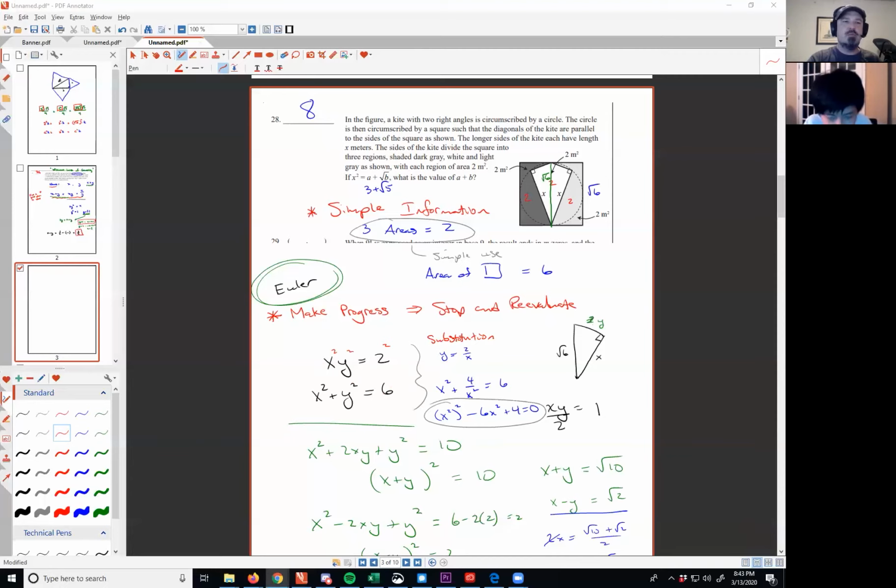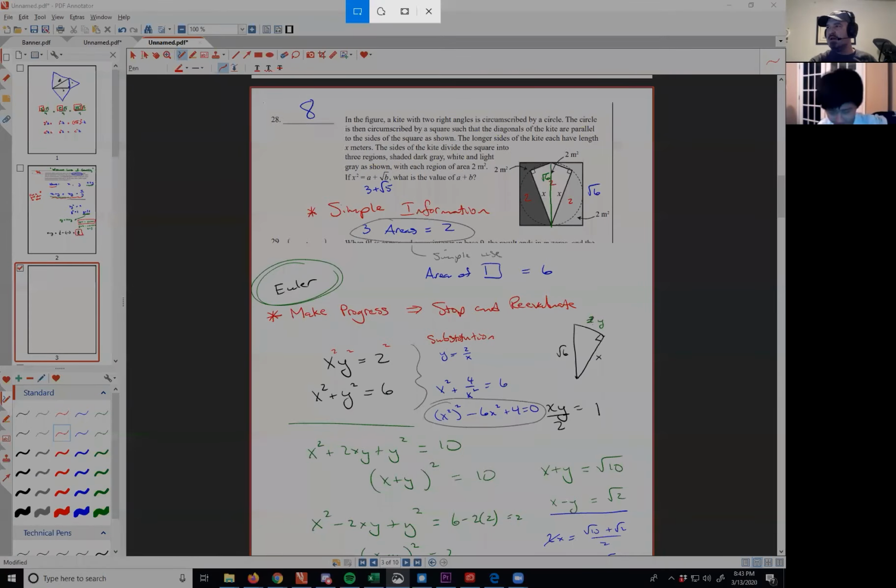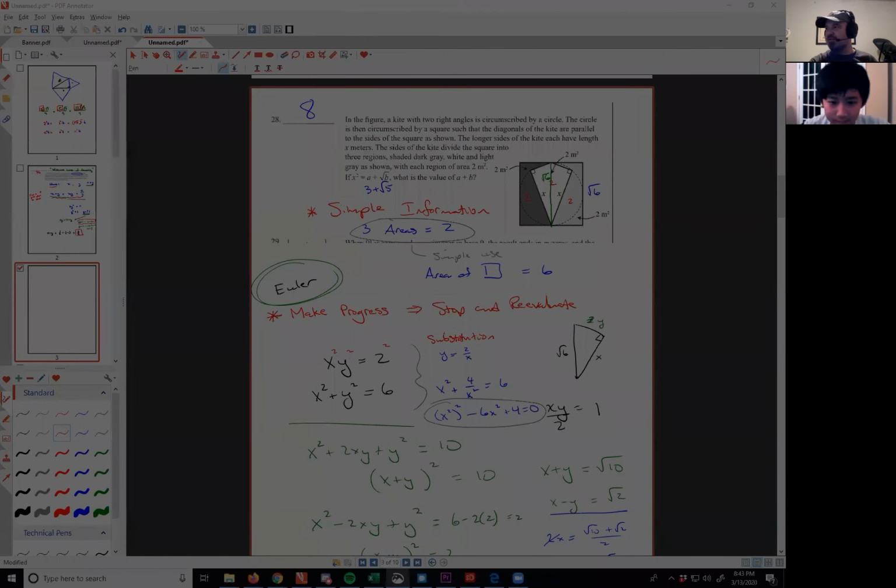Okay. What's another one you want to take a look at? Let's see. Let's just do the last one. Number 30. I like the way you're challenging yourself.